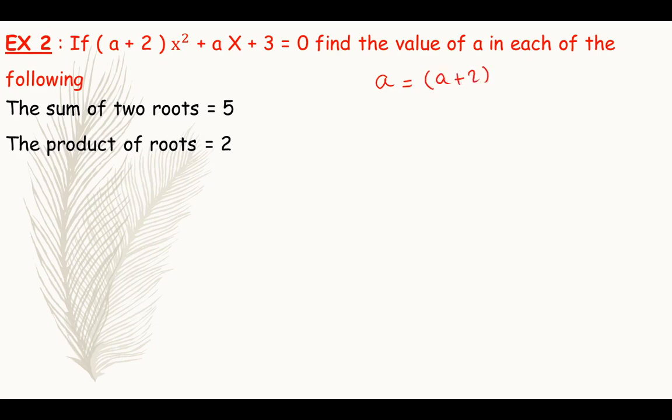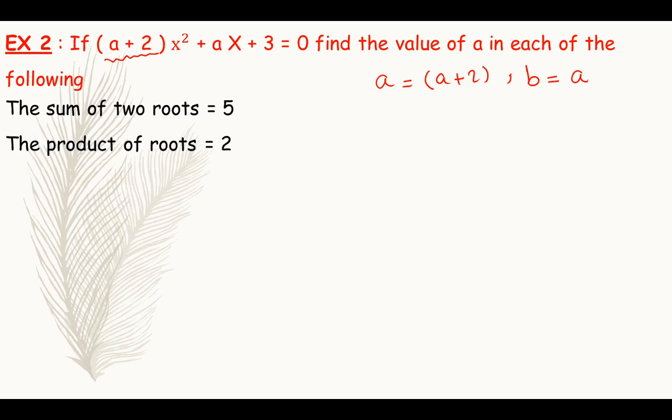Here a is the coefficient of x power of 2. So a plus 2 here is equal to a in the rule. Okay? So a will be equal to a plus 2. And b, which is the coefficient of x, here the coefficient of x is called also a.